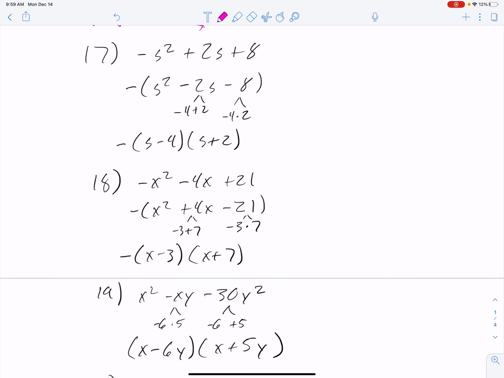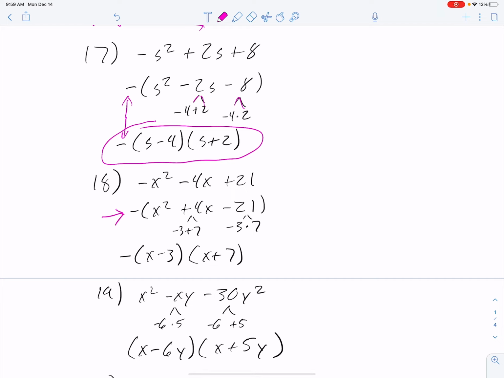17. Since the leading term is just negative x squared, I'm going to factor out the negative 1 because it's going to let me use the shortcut. Now that I've factored out negative 1, all I need to do is find the factors of negative 8 that add up to negative 2, and I'm able to factor using the shortcut from last week. Don't forget, though, to include that negative that we factored out at the beginning.